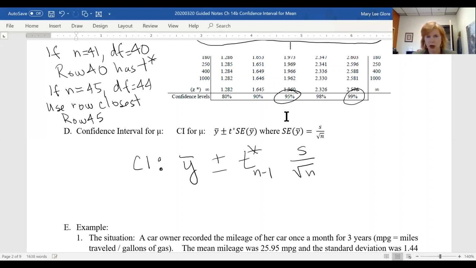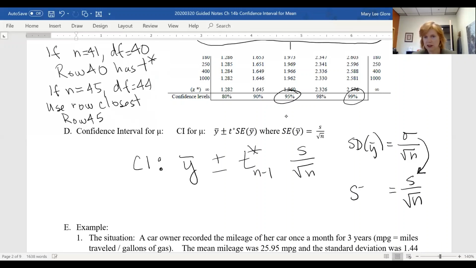All right, recall the standard deviation of y bar. This was sigma over the square root of n. And when I replace that with S, so I just make this guy an S, then what happens is this is my estimate of that standard deviation, and we call that the standard error. All right, so this is the standard error.